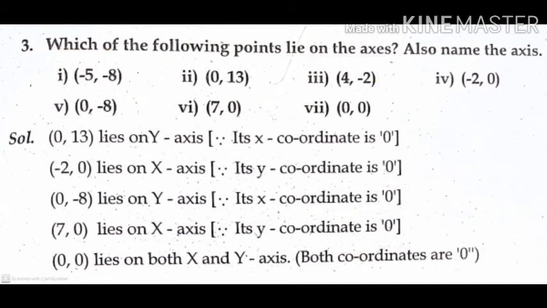Now go to the second question. (0, 13) lies on the y-axis since the x coordinate is 0. (-2, 0) lies on the x-axis since its y coordinate is 0. Fifth question, (0, -8) lies on the y-axis since the x coordinate is 0. (7, 0) lies on the x-axis since the y coordinate is 0. (0, 0) lies on both the x and y axes since both coordinates are 0.